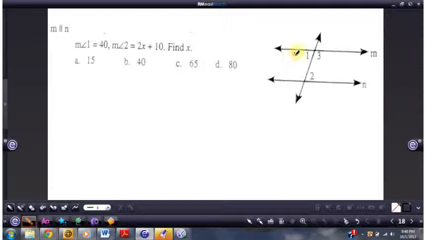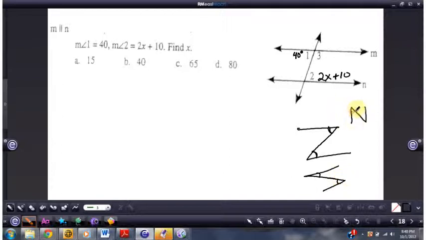Find x. Now, I call these the Z problems. Z has two parallel lines on the top and the bottom. Then it has these two little angles. The nice thing about Z angles is that they're called alternate interior angles, and they're congruent. Now, it works if the Z is backwards as well. Those are also congruent. It also works for the letter N. Those are congruent. And the backwards letter N.